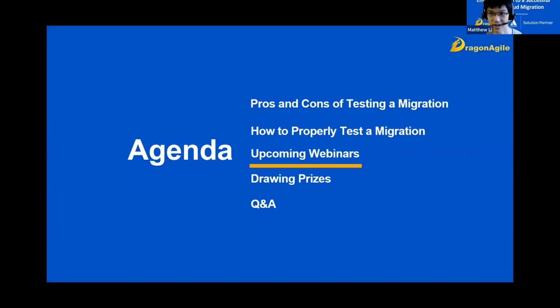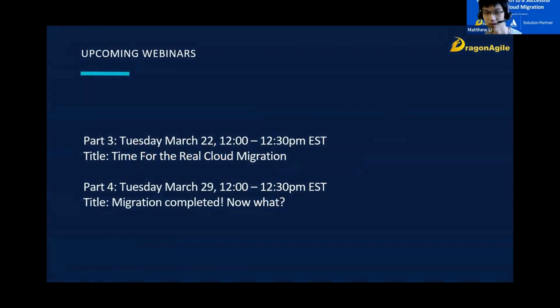So now let's talk about our other upcoming webinars related to this session. The times and dates of each part can be seen here. Each webinar will cover all Jira, Confluence, and Bitbucket. So in part 3, we'll cover what happens during production migration, possible issues to look out for, how to resolve them, and how to review the migrated data.